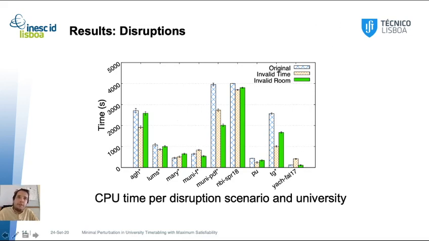Here in this graph, we have the time per instance. The instances are organized by university, and we can see in most of them the original solutions takes longer to solve than the disrupted instances. This is explained by the fact we warm start the solver with the original solution. So if we need to do less perturbations to return to normality after a disruption, the instance will be easier to solve. However, if we need to do many perturbations to recover from a disruption, so the warm start solution is wrong or further from the correct answer, the time will increase.